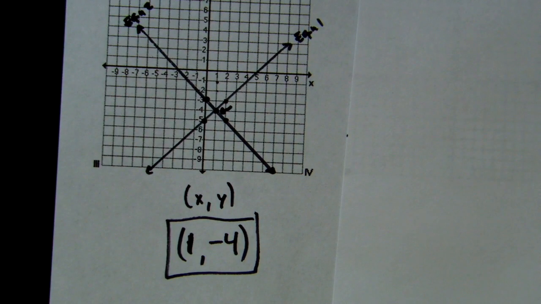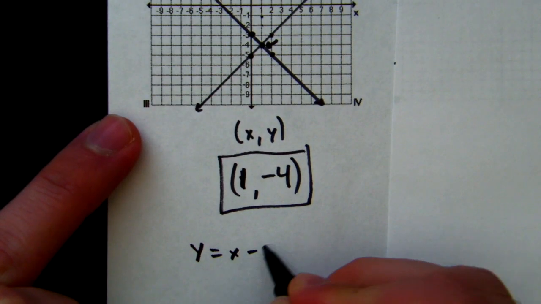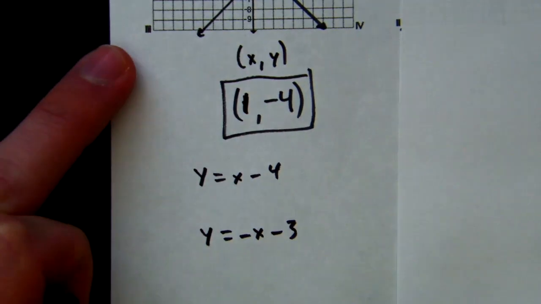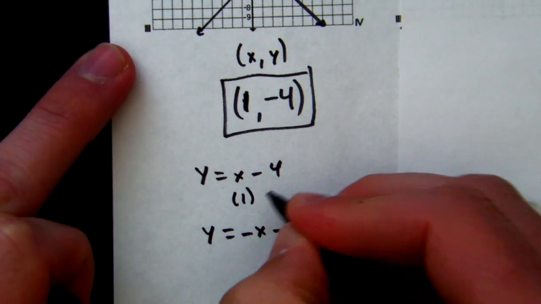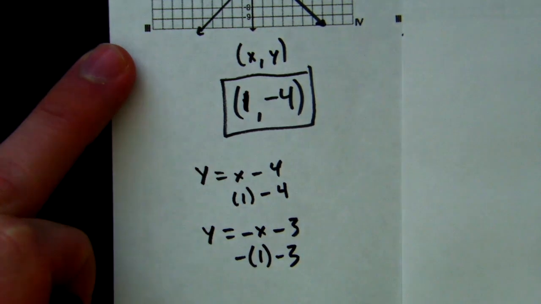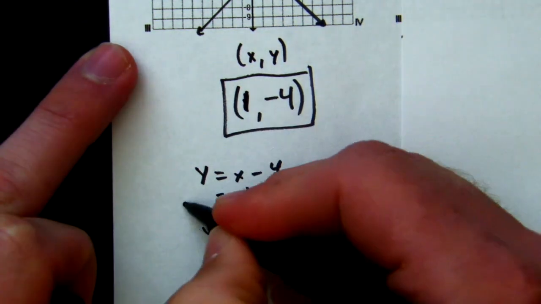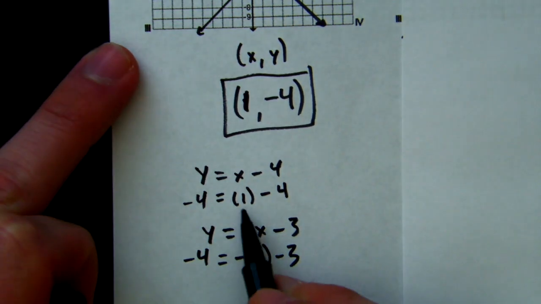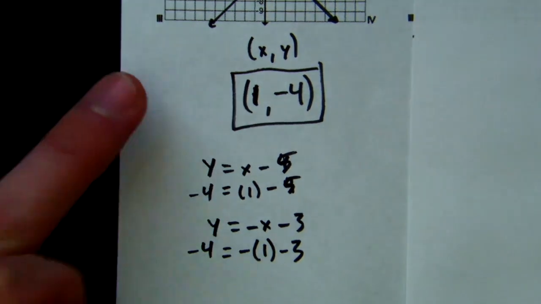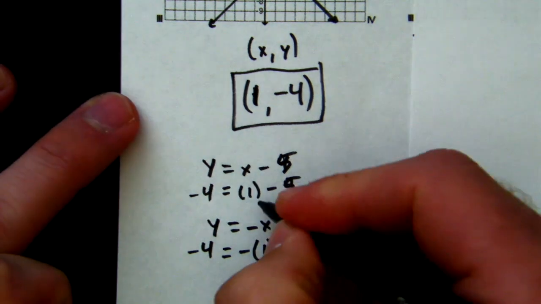Now, why is this the answer? I'm over-explaining this first one. If I take y equals x minus 5, and y equals -x minus 3, why is that the answer? Well, watch this. If I plug in 1 for x for both of these equations, I should get negative 4 for my y value. Now watch this. Oh, I was wondering why I made a mistake there. It's minus 5. 1 minus 5 is negative 4.